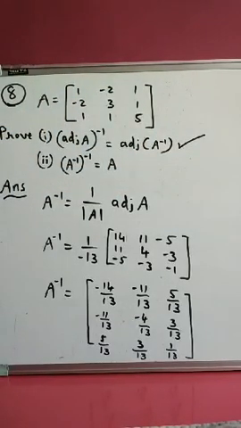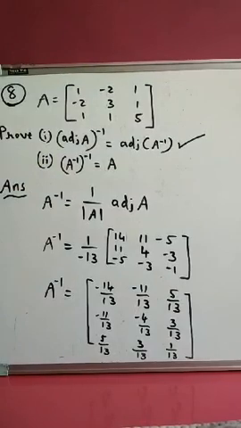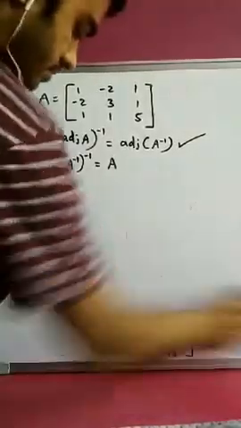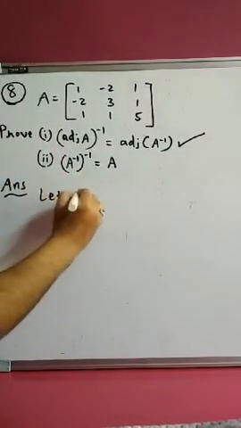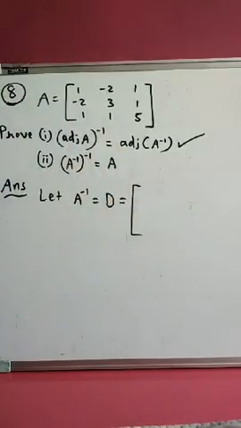Now for the second part, we need to find the inverse of A inverse, which should equal A. Simple. A inverse, you find its inverse. Okay, how to find its inverse? So for example, we have found out A inverse. Let A inverse be equal to D. We have this.